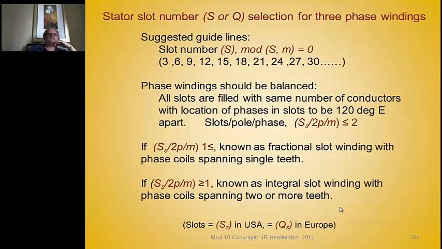A case of that would be a 4-pole 15-slot motor, as opposed to a 4-pole 12-slot motor. A 4-pole 12-slot motor is an integral slot winding. A 4-pole 15-slot motor is a fractional slot winding by definition. But you could still have a balanced winding even if each phase is unbalanced in and of itself. As long as you have the unbalance of each phase balanced around the circumference of the stator, and they're 120 degrees apart in the case of three-phase, 90 degrees apart in the case of four-phase, then you still wind up with a balanced winding.